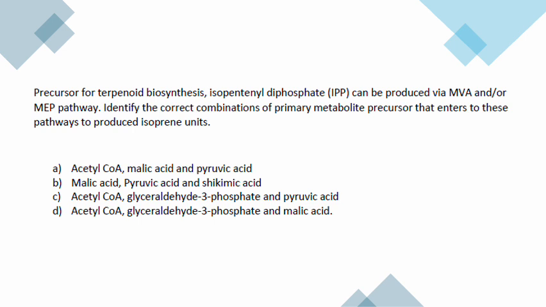Precursor for terpenoid biosynthesis, that is isopentenyl diphosphate IPP, can be produced via MVA or MEP pathway. Identify the correct combinations of primary metabolite precursor that enters these pathways to produce isoprene units. Four options are given here: acetyl-CoA, malic acid and pyruvic acid; malic acid, pyruvic acid, shikimic acid; acetyl-CoA, glyceraldehyde 3-phosphate and pyruvic acid; acetyl-CoA, glyceraldehyde 3-phosphate and malic acid.